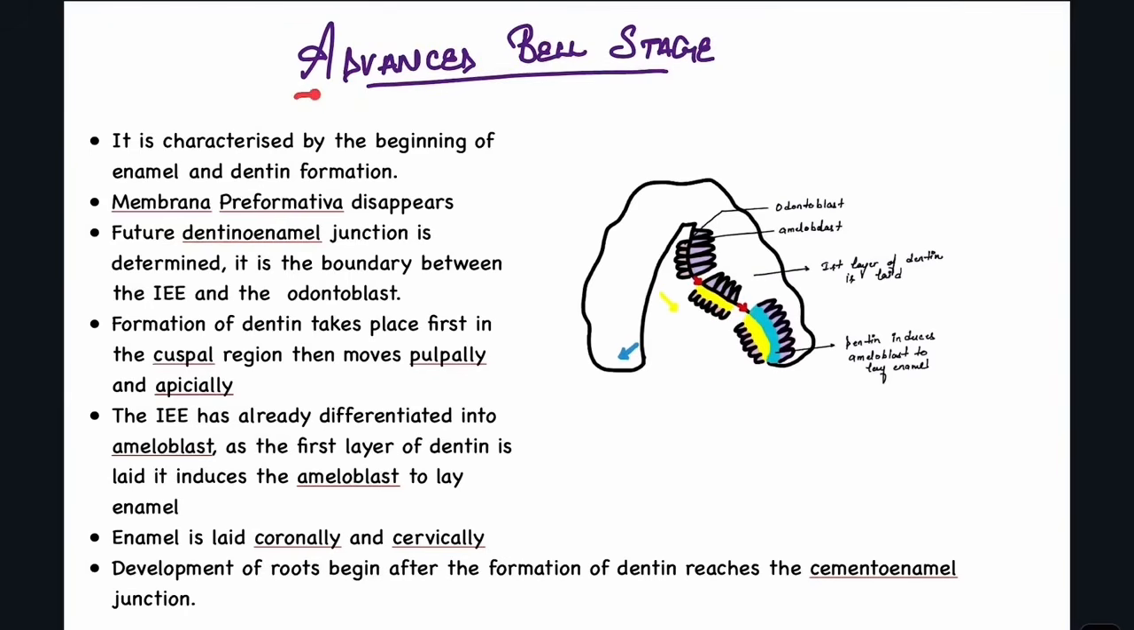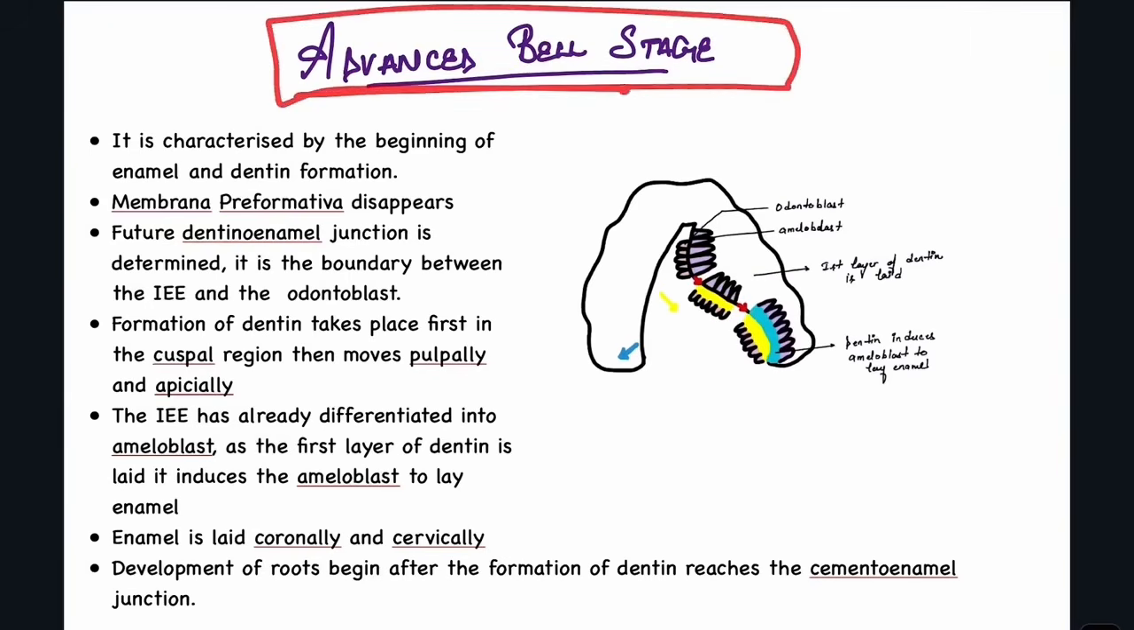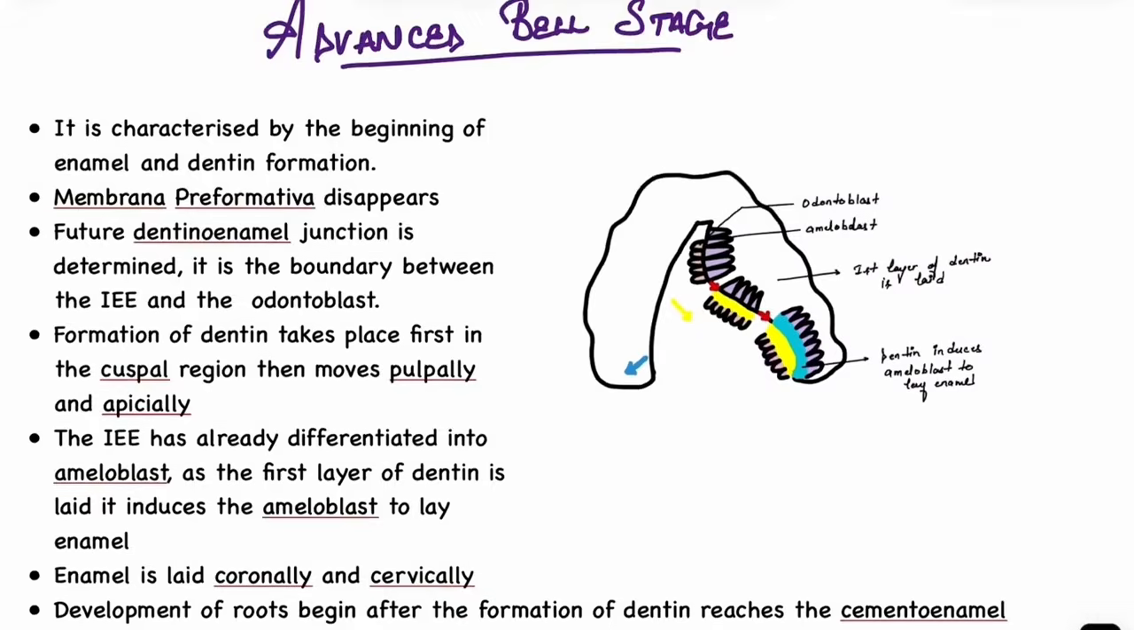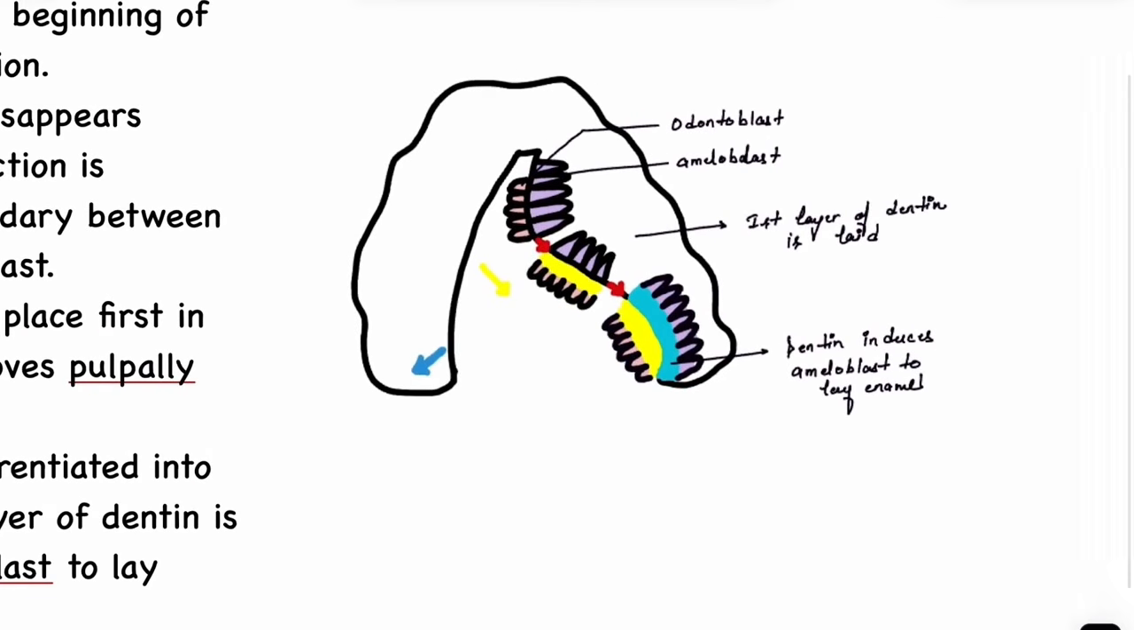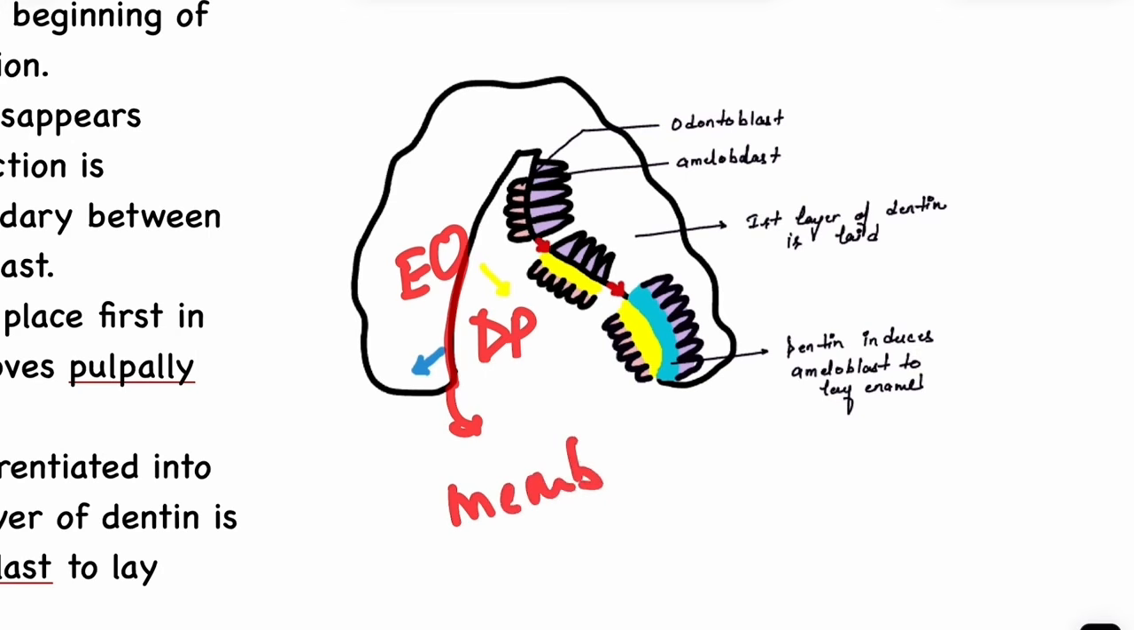Hi everyone. Today I'll be starting with the advanced bell stage, and this will be the last video for the chapter on development of the tooth. I'll first explain what happens in this stage. In the previous slides we saw that there was a membrane between the dental papilla and the enamel organ. This membrane was called the membrana preformativa.